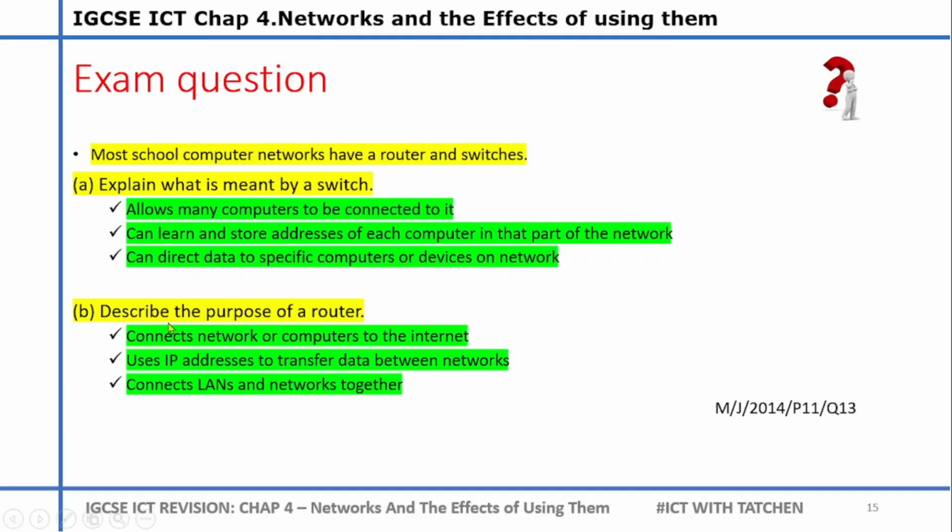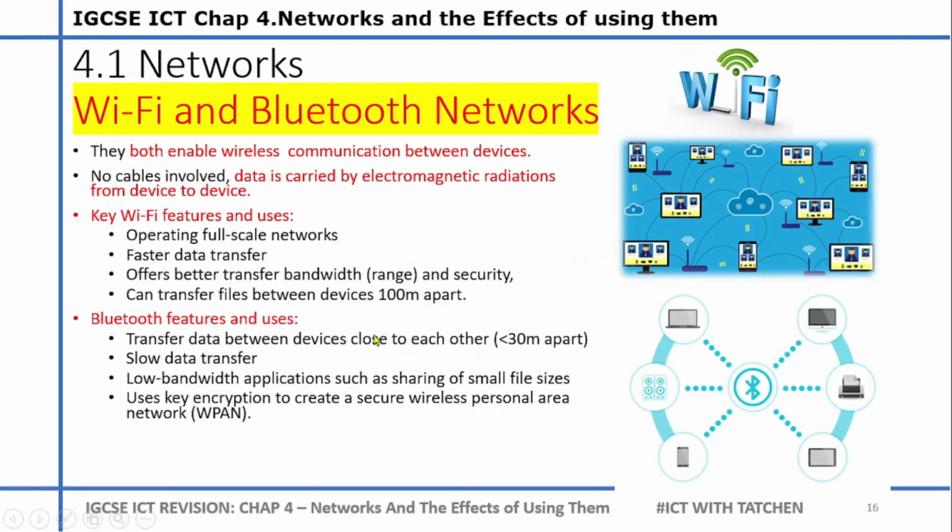Now, they also ask you to describe the purpose of a router. Some few things you could mention is that routers basically connect networks or computers to the internet. They make use of the IP addresses to transfer data between networks. They connect LANs and networks together. I also want to mention they can connect multiple networks to the internet, with different communication protocols.